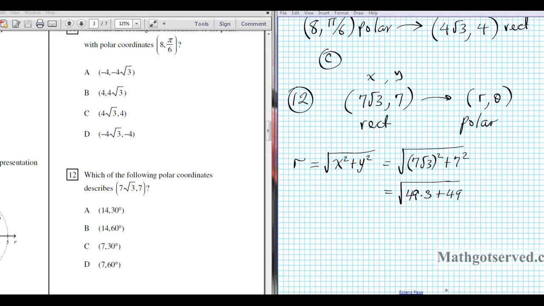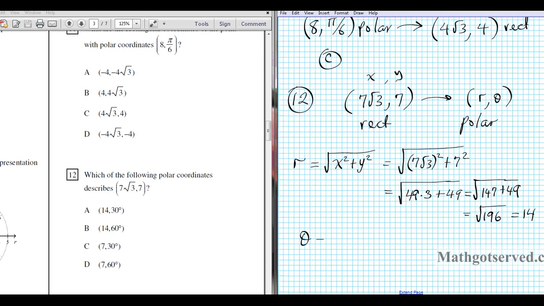All right, so when we combine these two, 49 times 3 is 196. 196 plus 49. I'm sorry, it's not 196, it's 147. So, yeah, 49 times 3 is 147. And 147 plus 49 is 196. And the square root of 196 is 14.